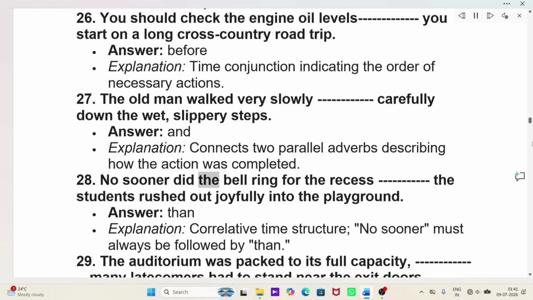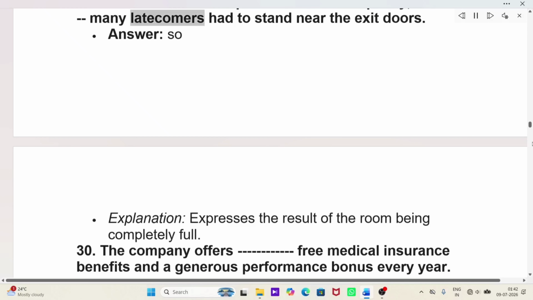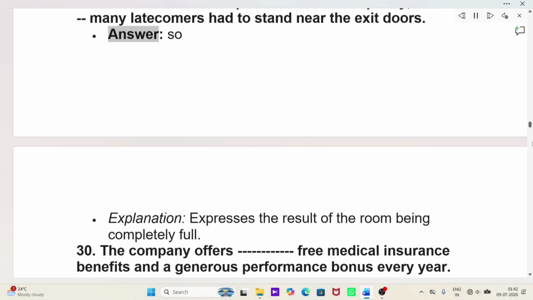28. No sooner did the bell ring for the recess ____ the students rushed out joyfully into the playground. Answer: then. Explanation: correlative time structure, no sooner must always be followed by then. 29. The auditorium was packed to its full capacity, ____ many latecomers had to stand near the exit doors. Answer: so. Explanation: expresses the result of the room being completely full.